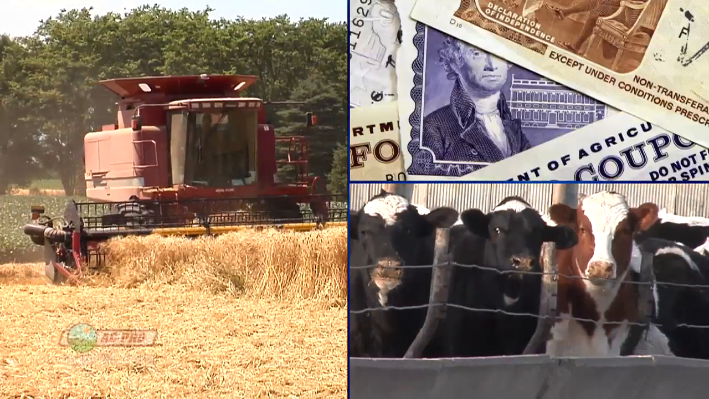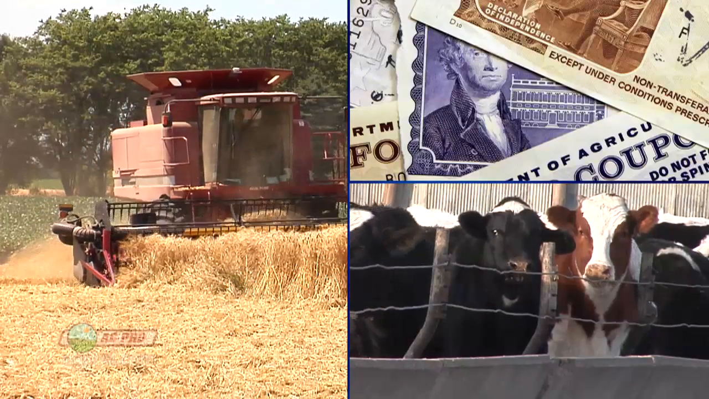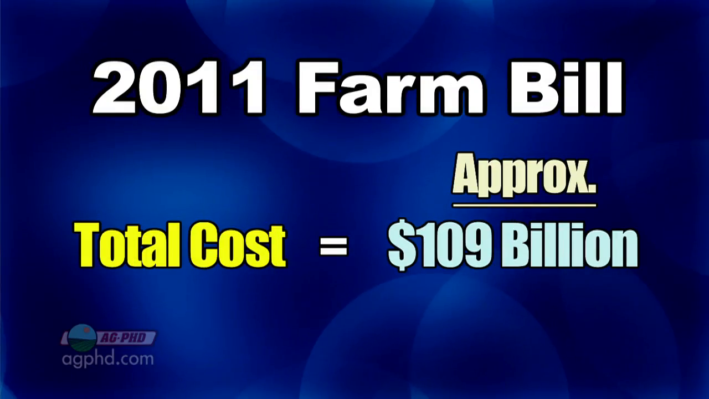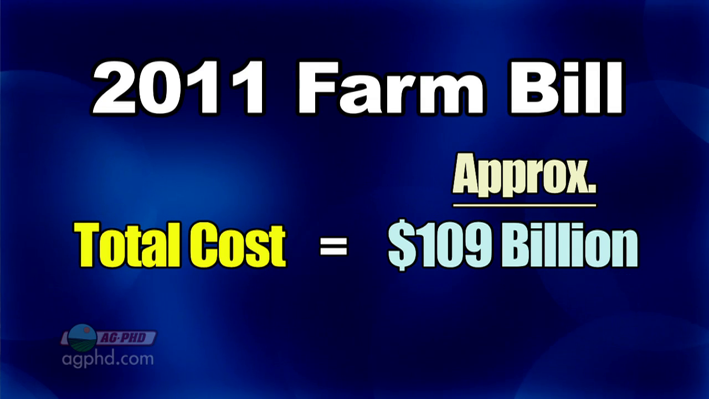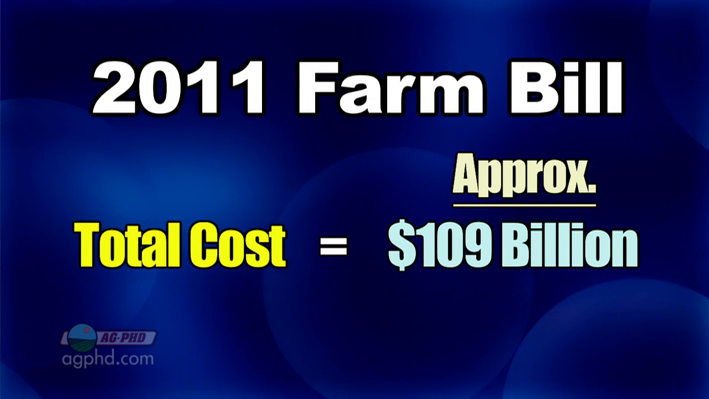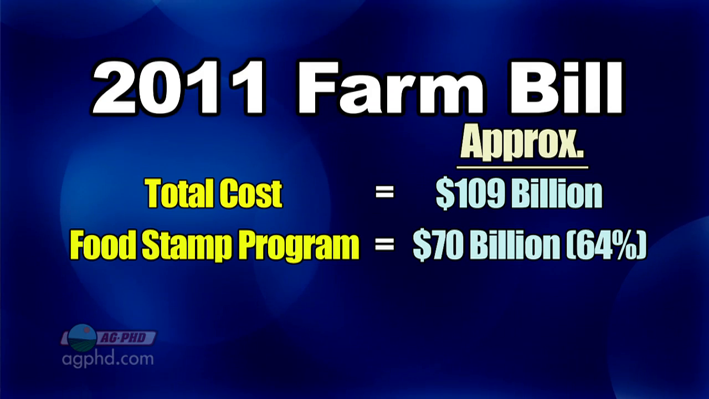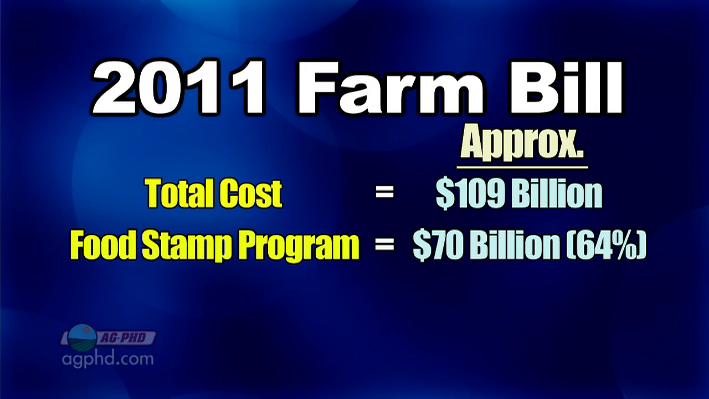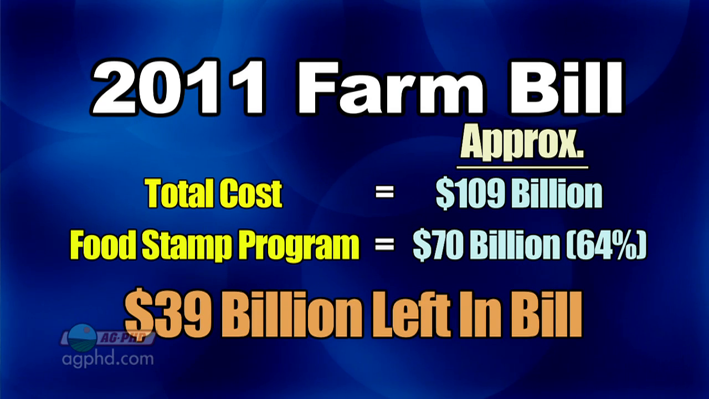Okay, so basically the grand total spending in 2011 for the Farm Bill was $109 billion. I just wanted you to know with nutrition, the nutrition programs are food stamps basically for the most part. Out of that $109 billion, over $70 billion was spent on food stamps. So that only leaves $39 billion left. Not all that went to farmers either.